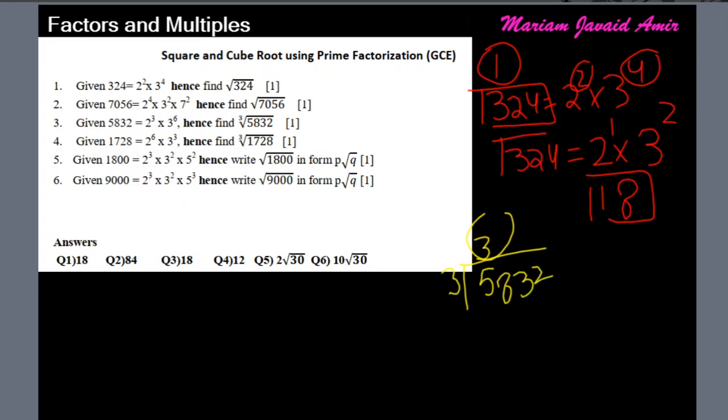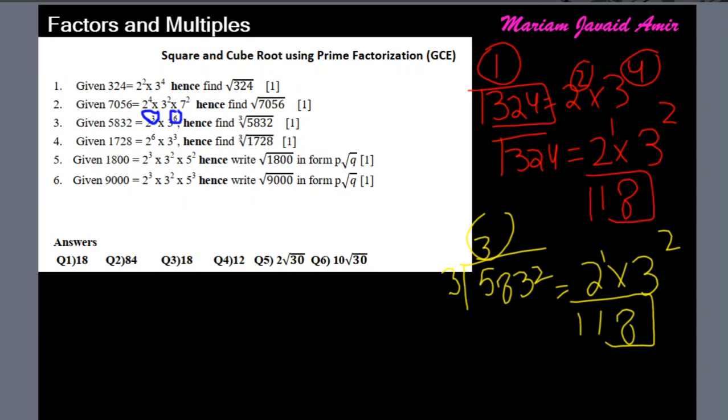Now again, what we'll do is simply divide these powers by 3. So we get 2 power 1 times 3 power 2. So again we get 9 times 2, 18. So the cube root of 5832 is also 18. Now let's do question 5, because it's a little different.